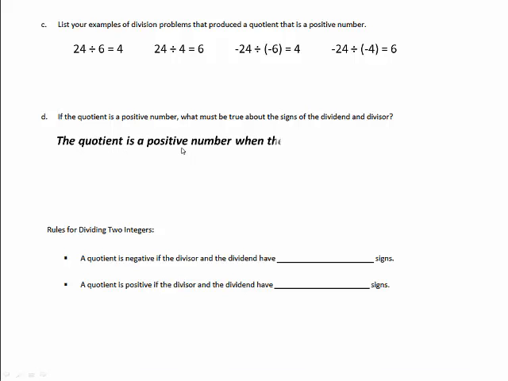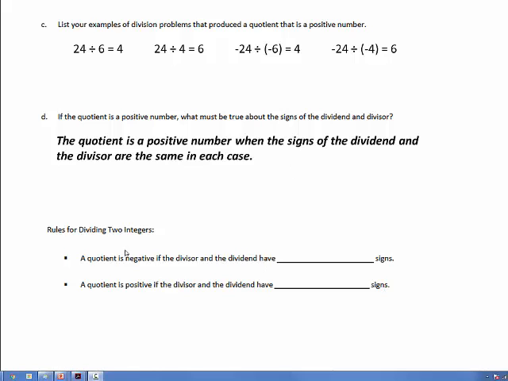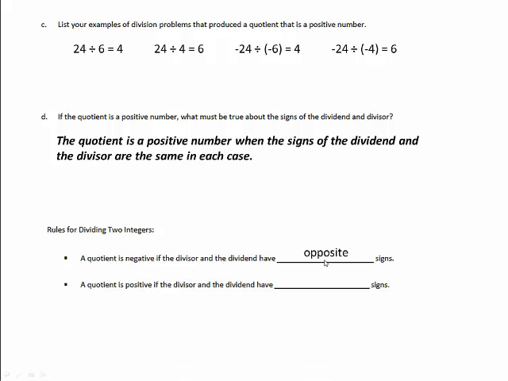So the quotient is a positive number when the signs of the dividend and the divisor are the same in each case, either both positive or both negative. So we can write the rules for dividing two integers as a quotient is negative if the divisor and dividend have opposite signs, either one positive and one negative, and a quotient is positive if the divisor and the dividend have the same signs, both positive or both negative.